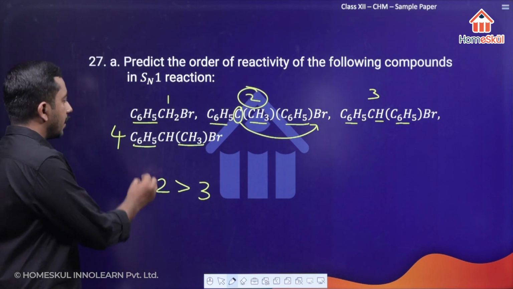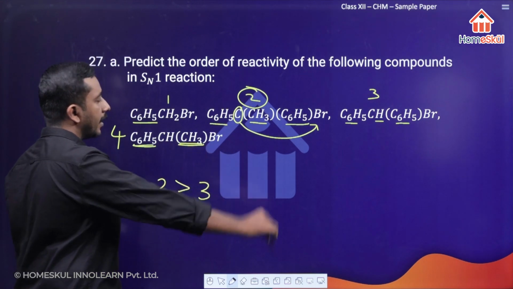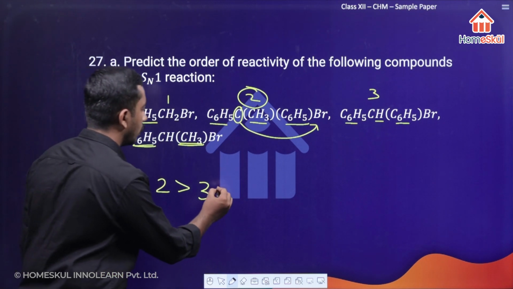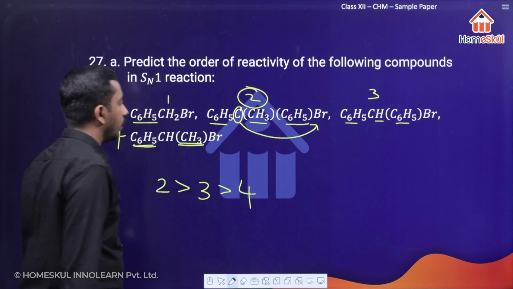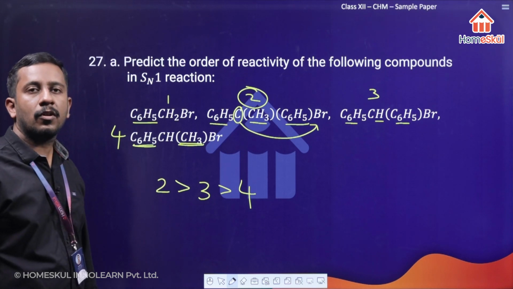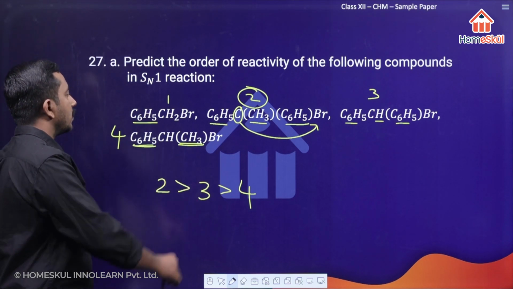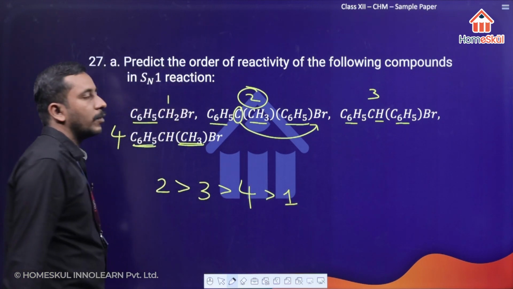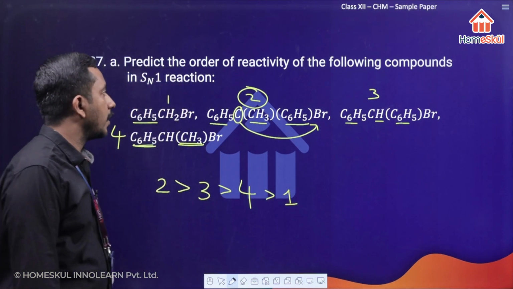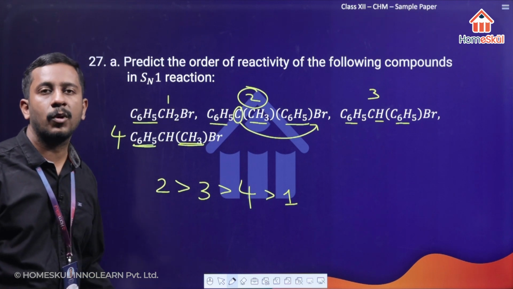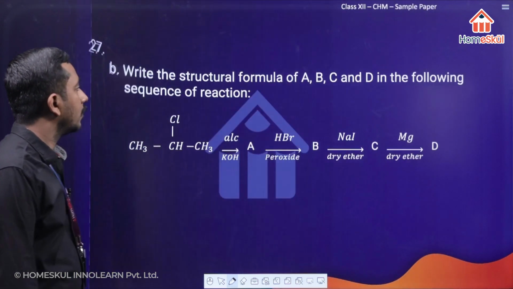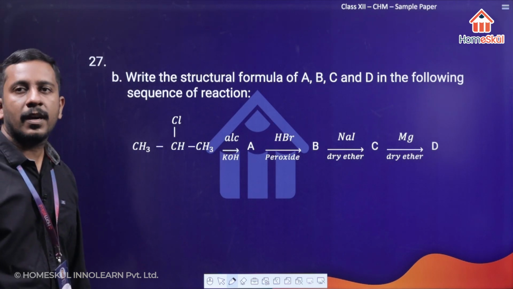Now the fourth compound has 1 phenyl group and 1 methyl group as substituents, which is slightly less reactive towards the SN1 mechanism. So our next compound will be the fourth compound, and the least substituted compound among the 4 compounds given, the first compound, will be the least reactive towards SN1 mechanism. We have explained this order based on the stability of the carbocation that is formed. And we also have a B part for that question.